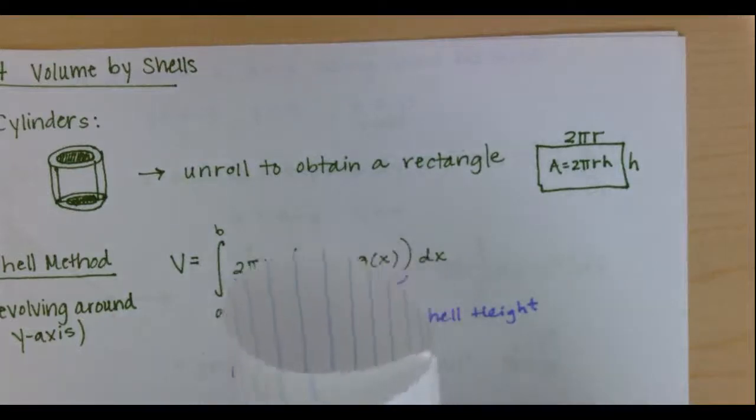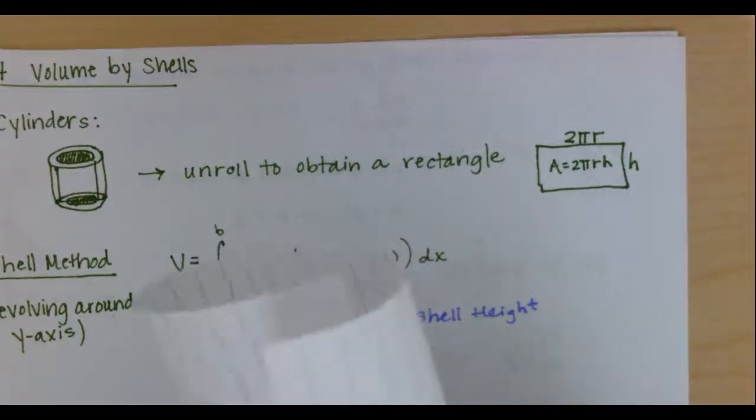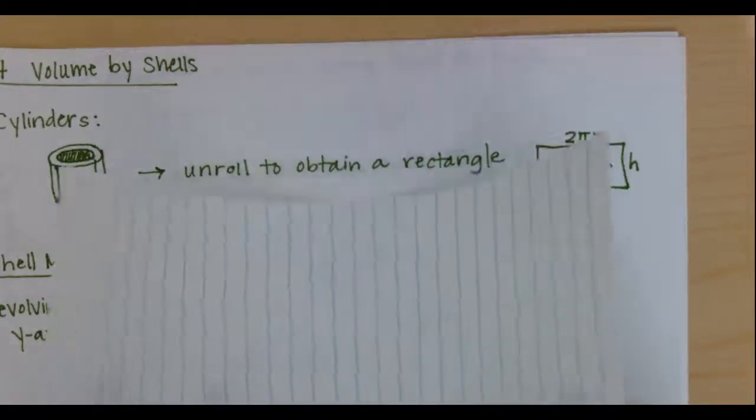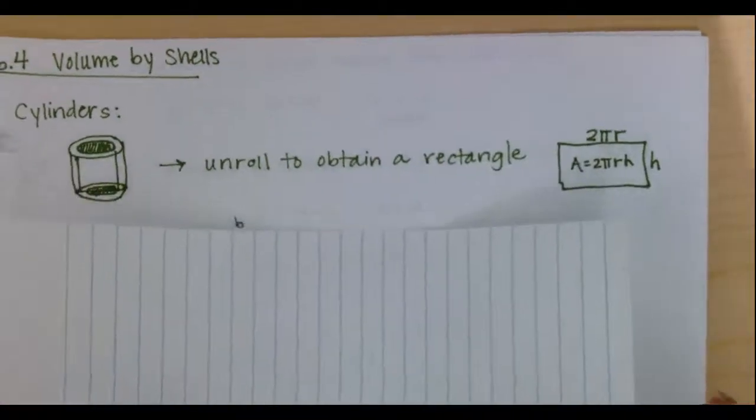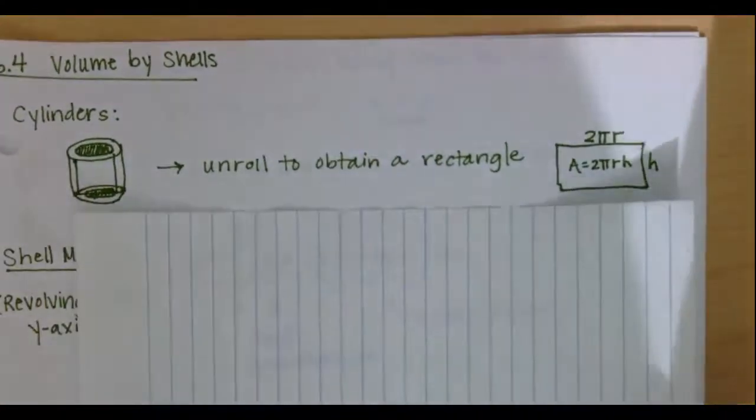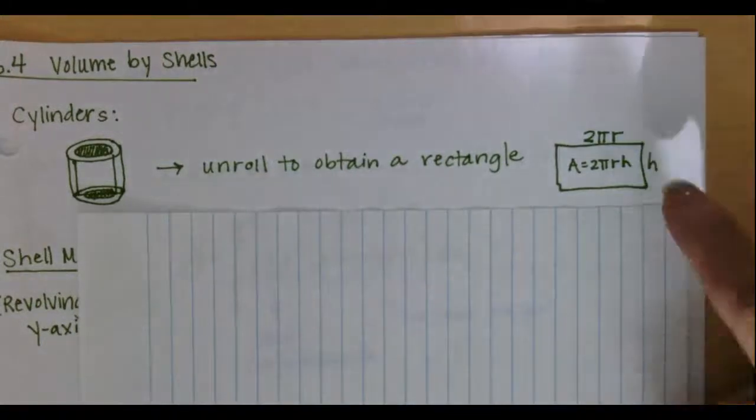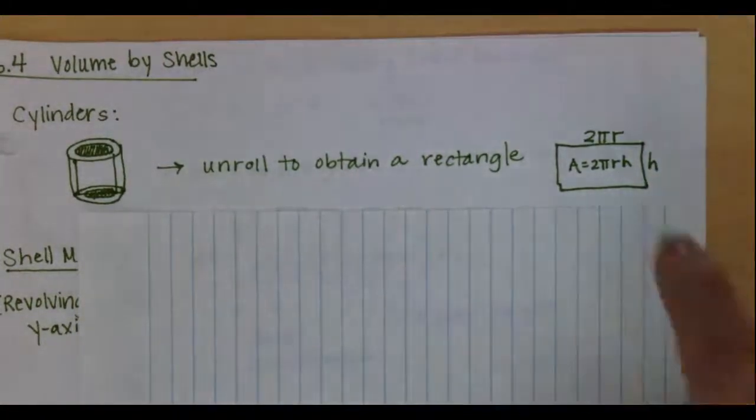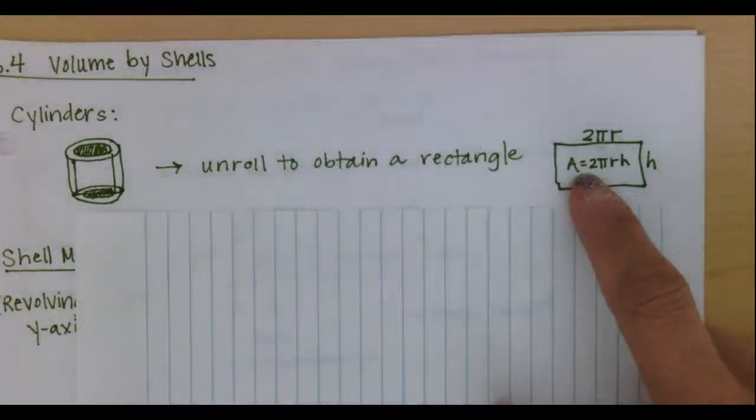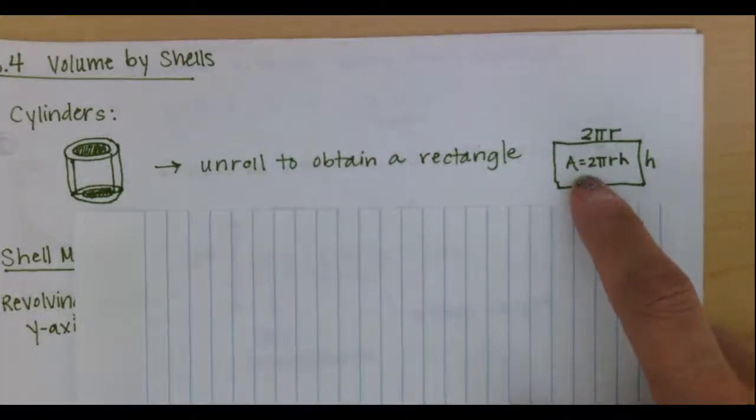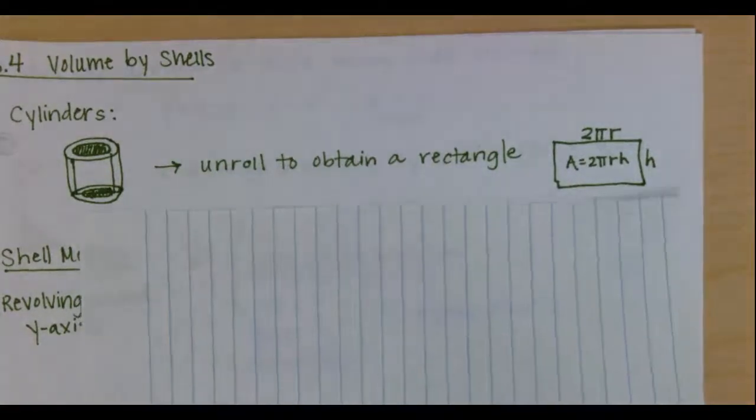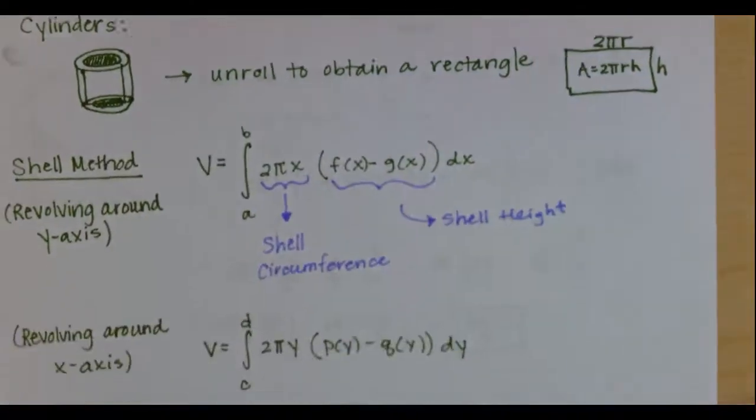So there's my cylinder, and the circumference of that circle is exactly the same length as the rectangle. 2 pi r is the length of the rectangle, and the height represents the same height of that rectangle. In general, the area of each one of these hollow cylindrical regions is found by taking 2 pi r and multiplying it by h. That creates our shell method formula.